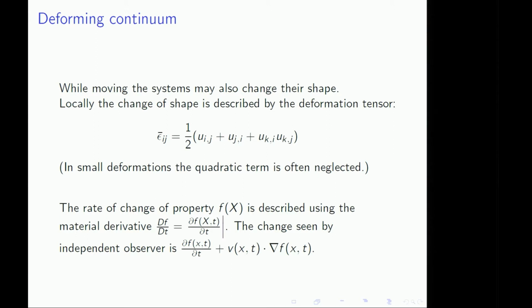So this leads to a more complicated expression when we are dealing with the laboratory coordinates. The material coordinates are handy when dealing with moving bodies.